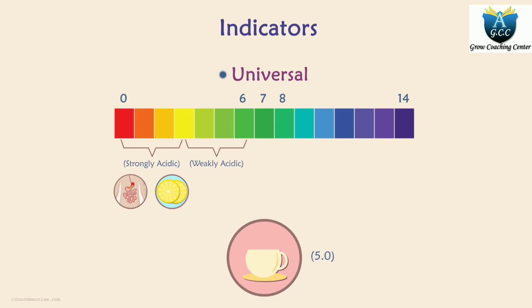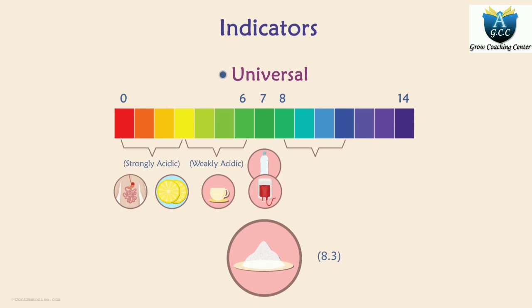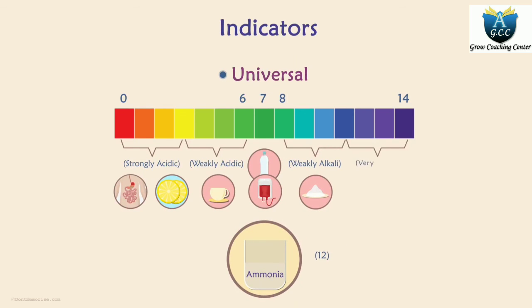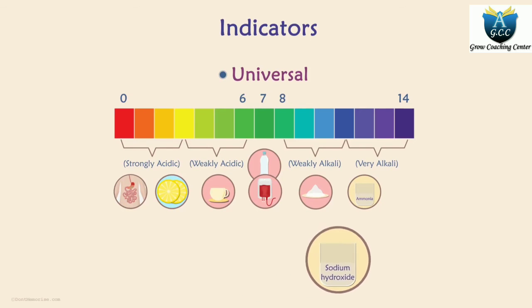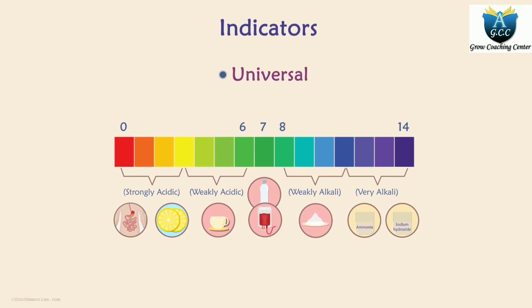It's weakly acidic. Distilled water has a pH of 7. Totally neutral. And human blood has a pH of about 7.3 to 7.5. Baking soda has a pH of around 8.3, which tells us that it's weakly alkali. Household ammonia has a pH of around 12. Yes, very alkali. And a sodium hydroxide solution has a pH of close to 14. Extremely basic.